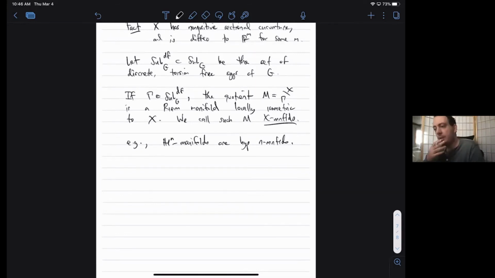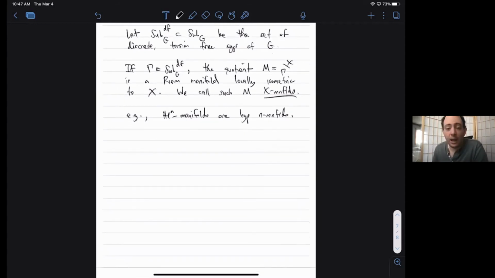Okay, and then my question is, now if I have a group, I can quotient out and get a manifold, and so presumably you should be able to see the Chabauty topology via the quotient manifolds. And so how do you do that?